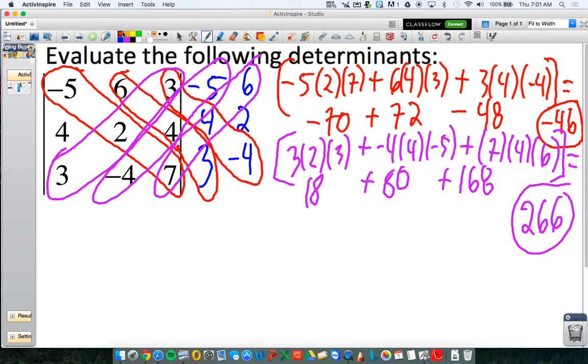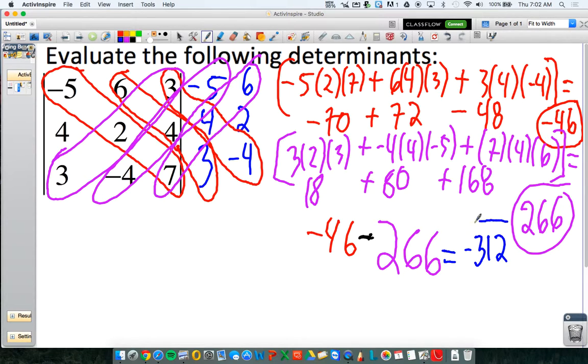So let's get our colors back. We have -46 and 266. And you have to remember that when you're doing determinants, it's downward minus upward. So, put a subtraction sign between them. -46 minus 266 gives you -312. That is the determinant of this 3 by 3 matrix. There we go.